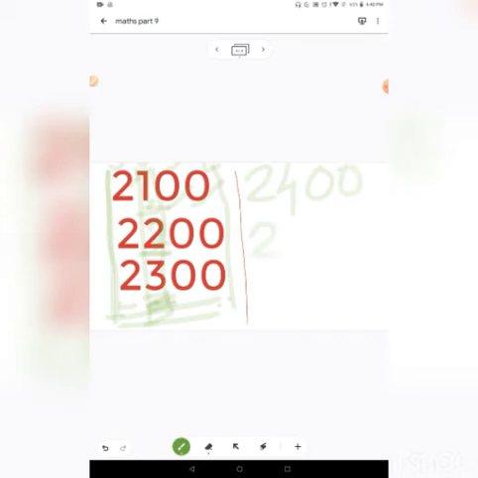And you are asked to write 3 more numbers in the series. So how to write the next number? 2, and now at hundreds place you add 1. 4 plus 1, 5. So 2500. And the next number is 2, at hundreds place you add 1. 5 plus 1, 6. 2600. So this is the answer.